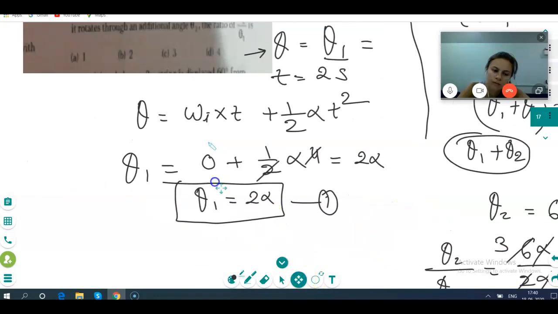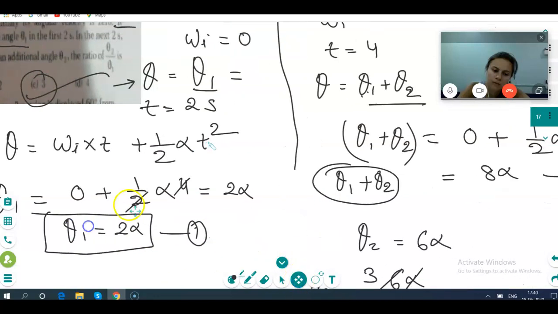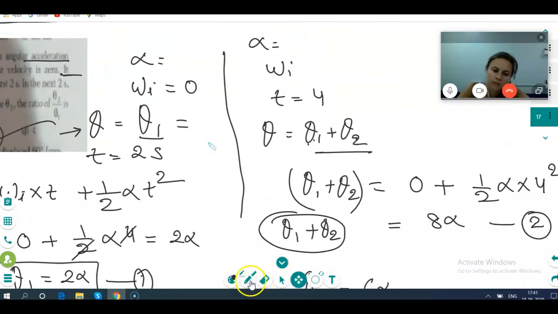You completed this one. See here, what was the trick? The trick was that in theta 1 plus theta 2, you cannot take theta 2 separately. If you take it separately, the answer will not come. Okay, I understand.